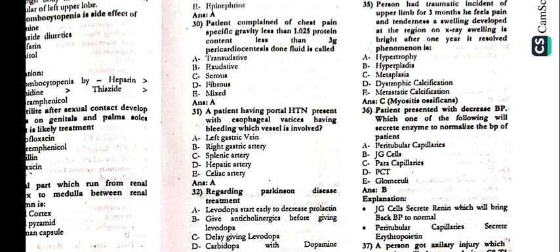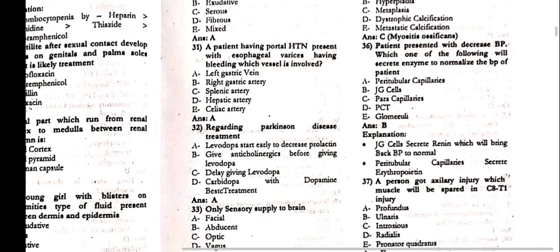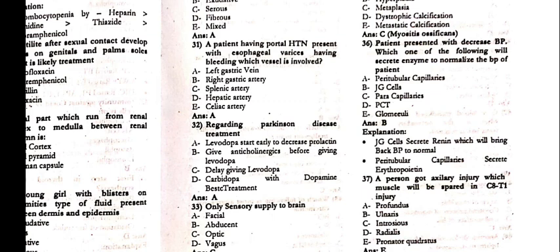30, the patient complained of chest pain, specific gravity less than 1.025, protein content less than 3 gram, pericardiocentesis done, fluid is called transudate. 31, the patient having portal hypertension presents with esophageal varices having bleeding, which vessel is involved?